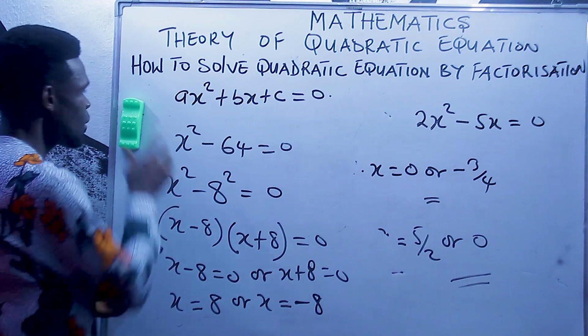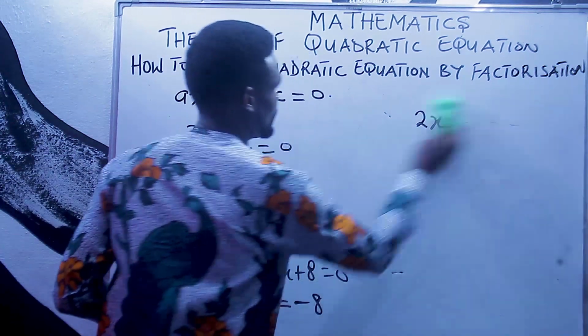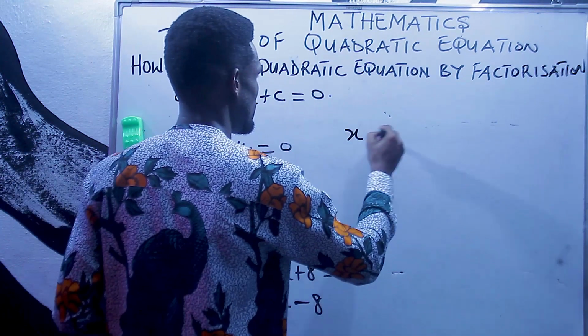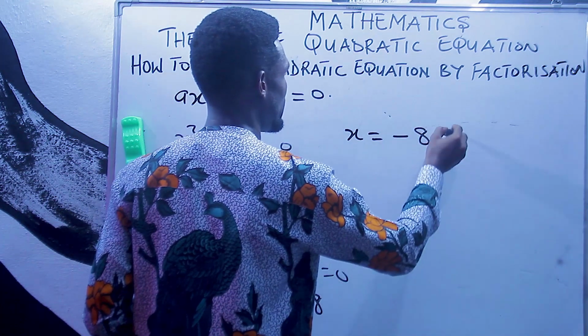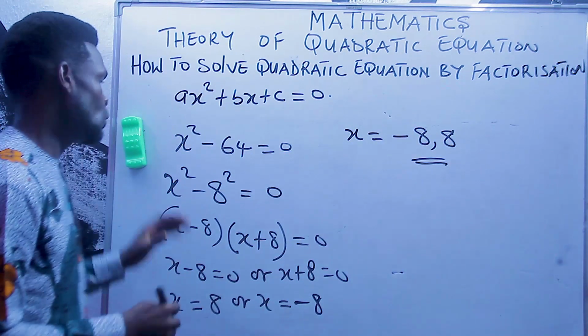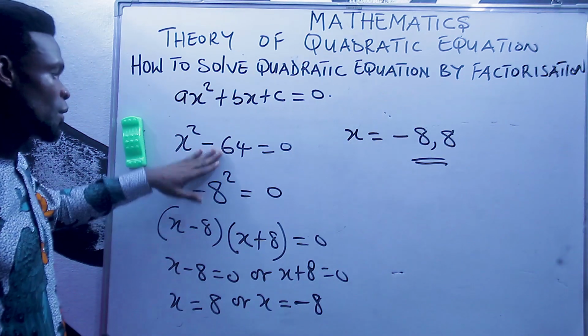So we can now conclude that x equals minus 8 or 8. So this is how to solve this type of quadratic.